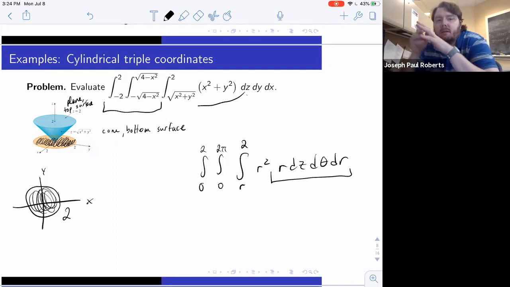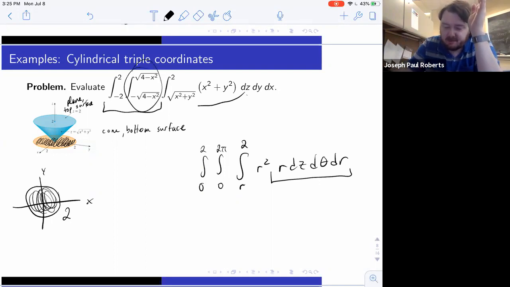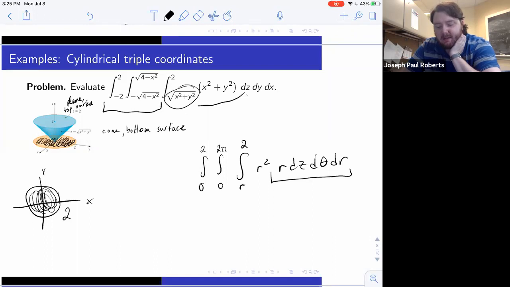So anytime you're looking at things like square root x squared plus y squared, or square root 4 minus x squared, the anti-differentiation is probably going to involve some kind of trig substitution. So we don't want to have to worry about that. And so anytime you see something like this, that's shouting at you that you're dealing with some kind of disk as far as the xy shadow goes. And then anytime you see x squared plus y squared, either like that or in a square root, that's a hint for cylindrical or polar coordinates. They're pretty much the same idea.